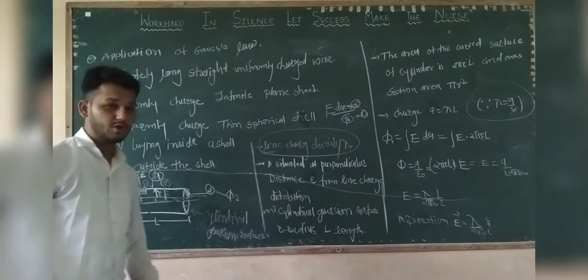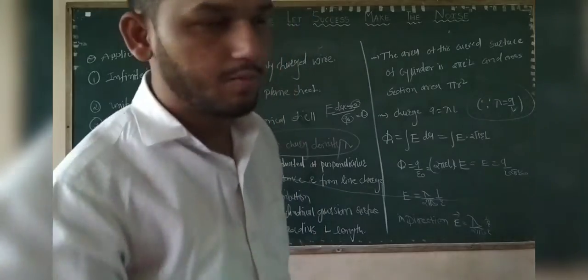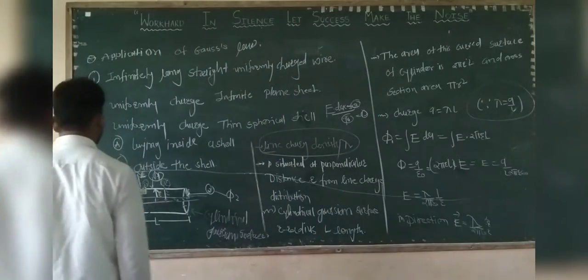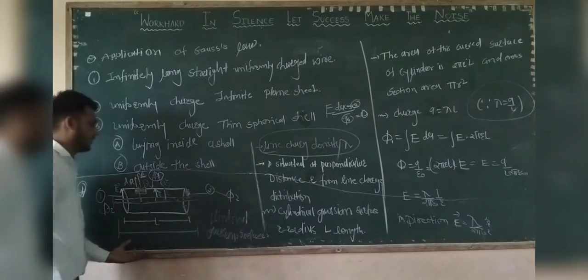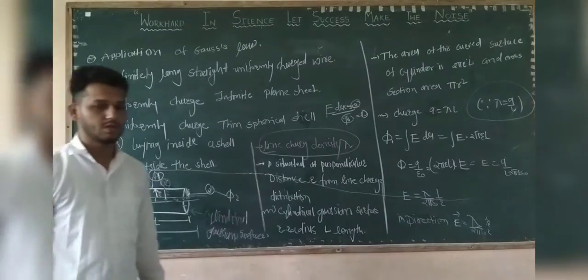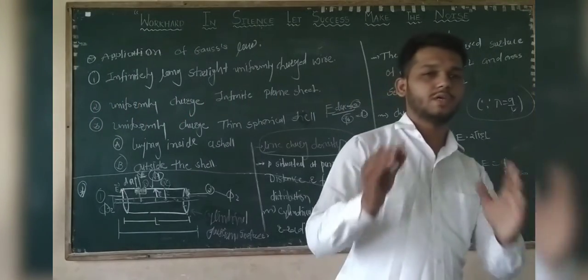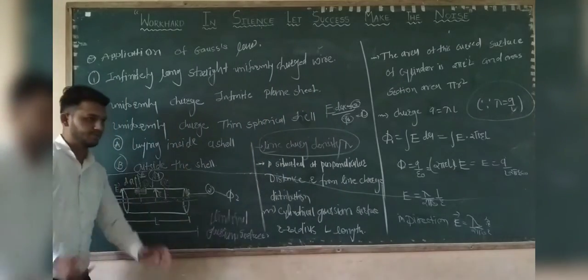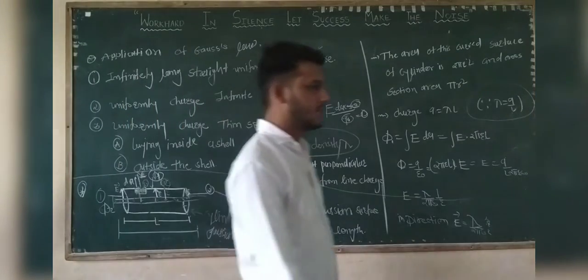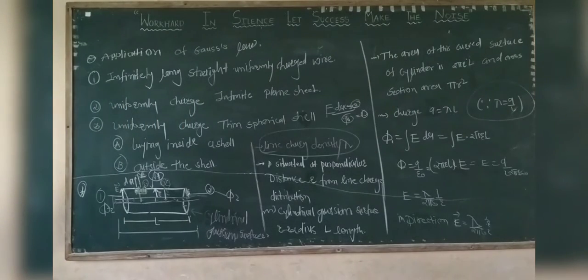Then after that, we are talking about our Gaussian surface. Now what is the Gaussian surface? We are talking about this area. It is our closed cylindrical surface, so we can say this is our cylindrical Gaussian surface. Whenever we are talking about a closed surface, it becomes our Gaussian surface.